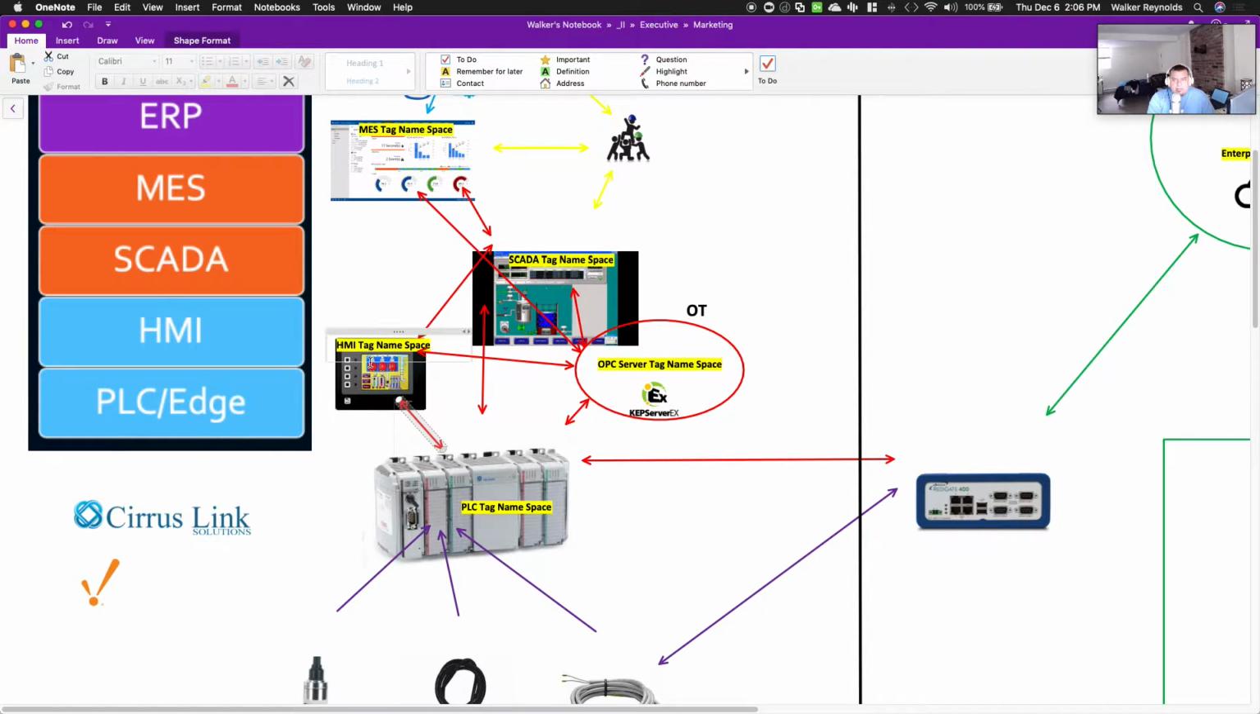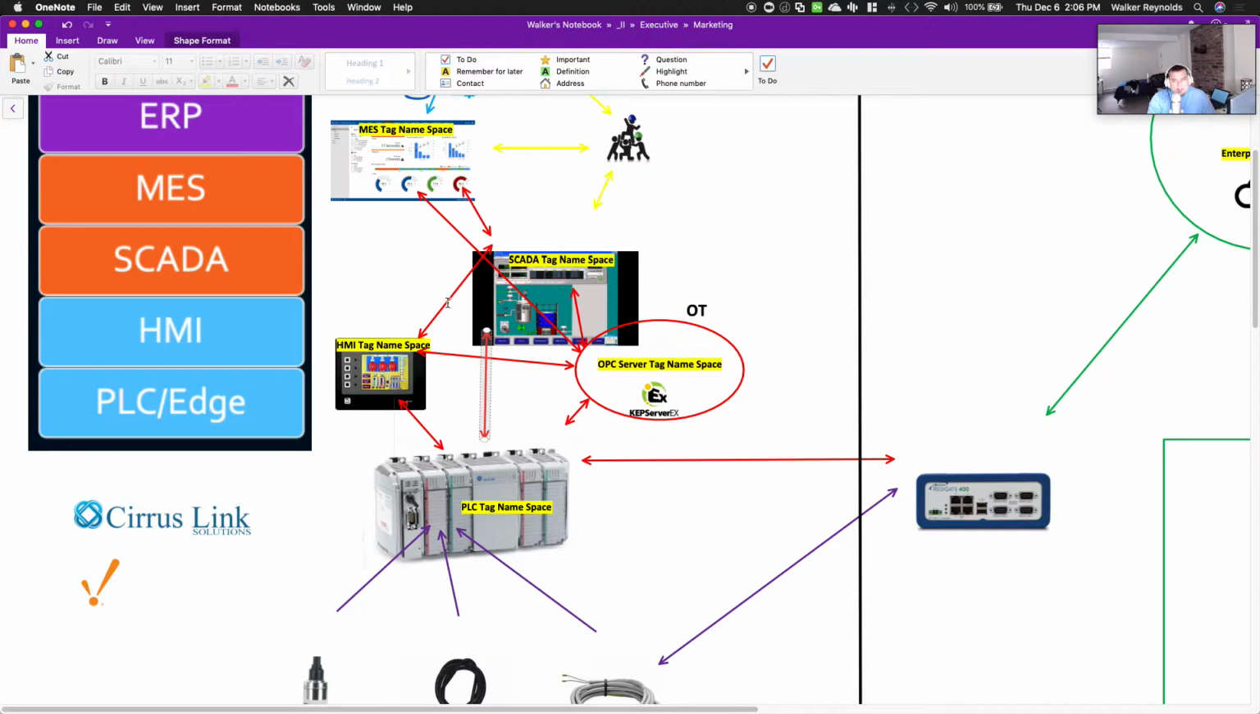The SCADA system is really a combination of all the HMIs, but it's really done inside of a unified interface, a unified user experience. This is where alarm management, all that stuff happens. So the SCADA system is going to get its information from the PLC, generally over OPC UA or Modbus. It's going to poll the PLC. The PLC is going to respond.